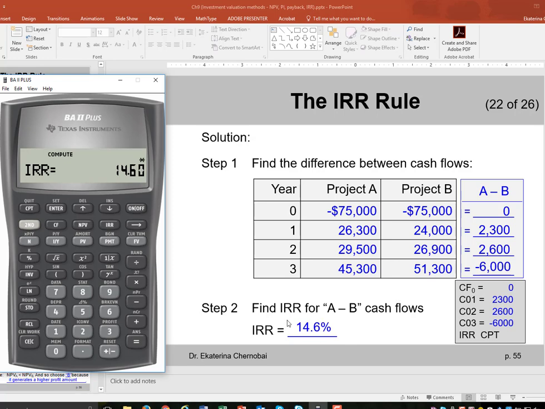14.60%. That's the answer. And so each project will have its own NPV profile, the line that slopes down and to the right, showing the net present value for different discount rates that are tried, and the two lines will be crossing where the discount rate is 14.6%. And to the left of it you will pick one project, to the right of it you will pick another project.